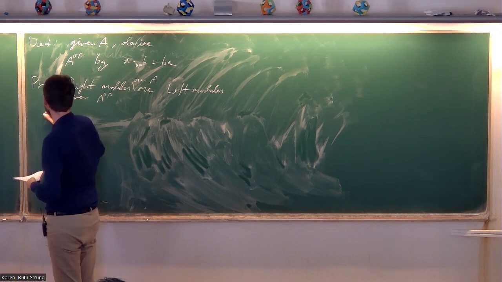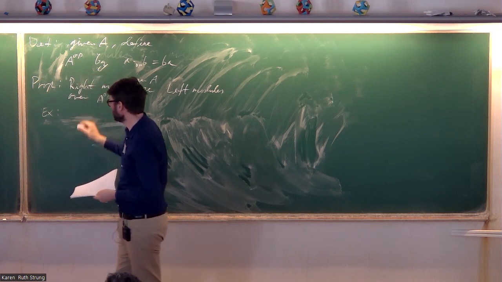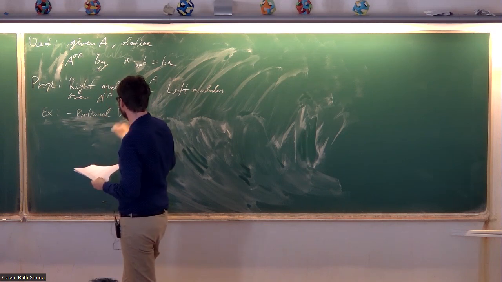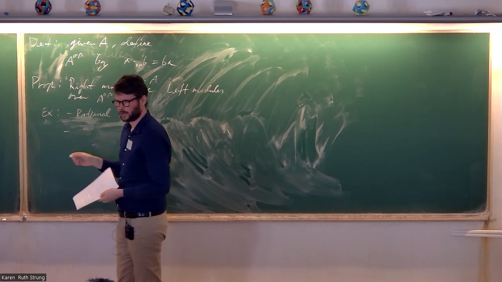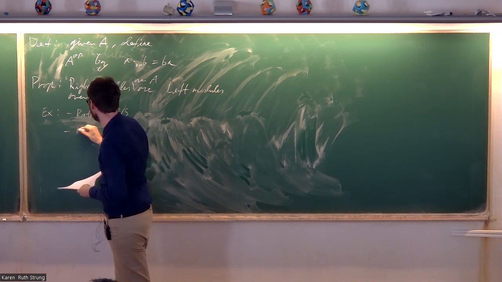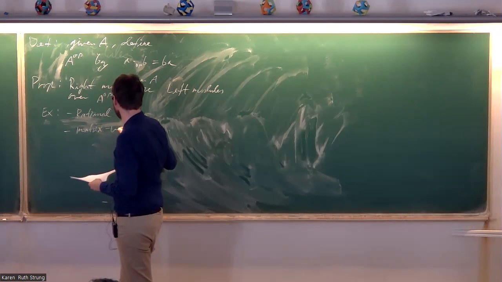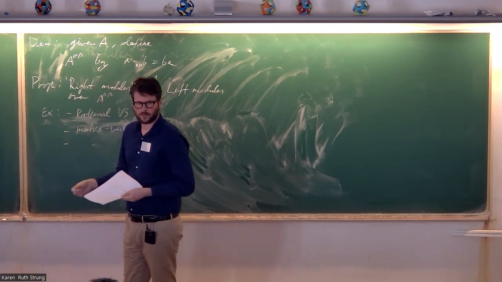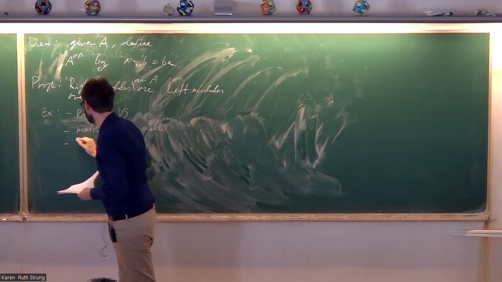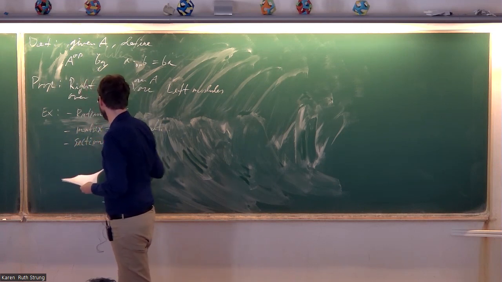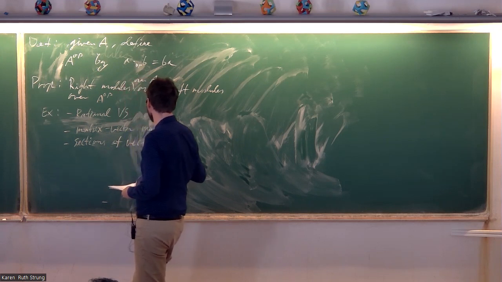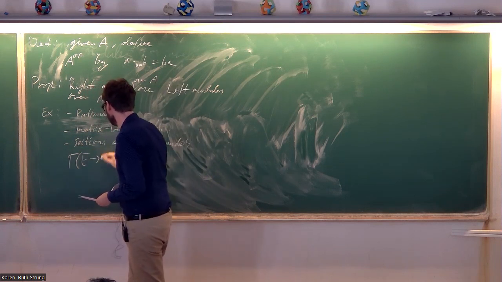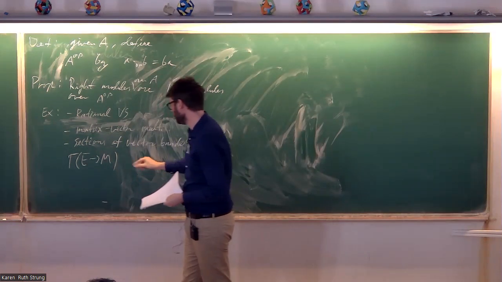Okay, so some typical examples of modules. Rational vector spaces. Multiplication of matrices on column vectors. Or sections of vector bundles, and in the last case, functions on a manifold, where the multiplication is just given pointwise.